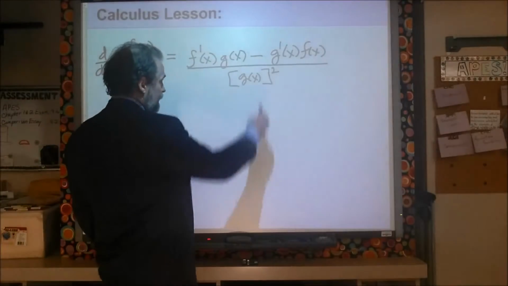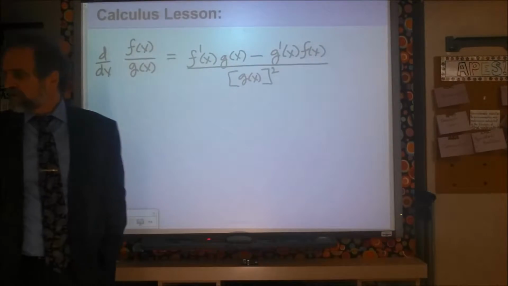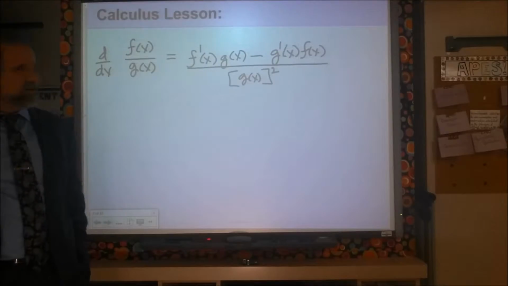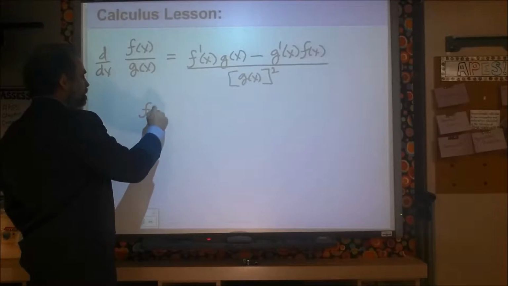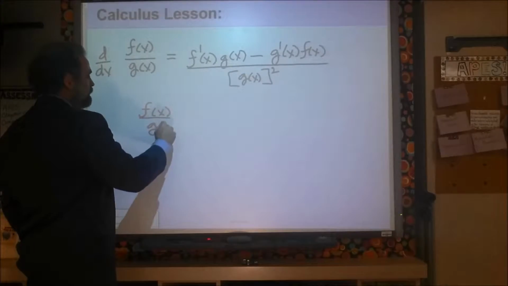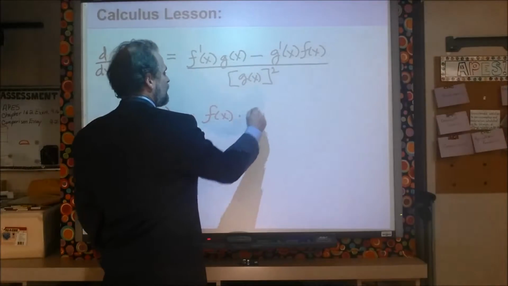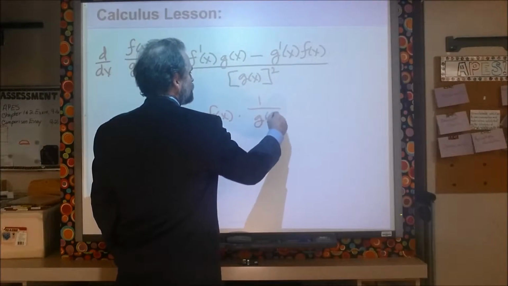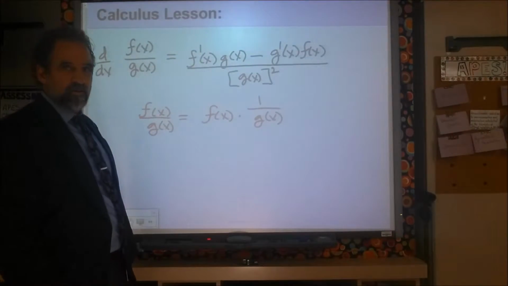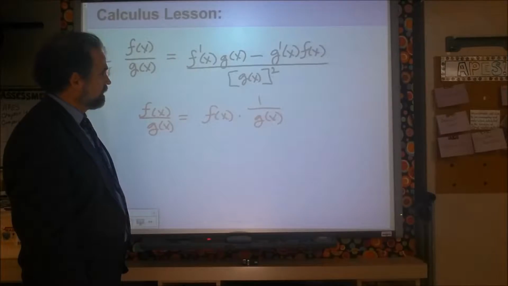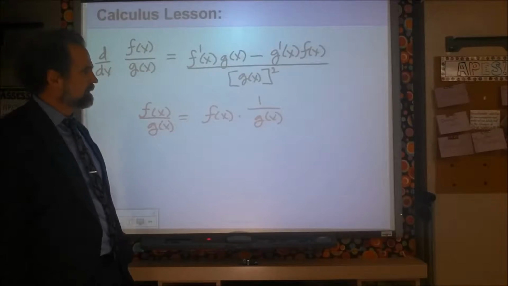All right, so if you look at this, I want to make a little observation before we go on and test this rule. The observation I want to make is this: f of x over g of x could be written as a product, f of x times 1 over g of x, right? That's basically the inverse of g, or the reciprocal of g, let's say. That's probably a better way to say it.